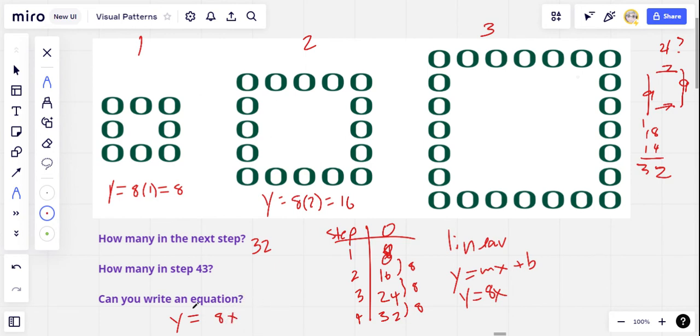All right, now we can use that to predict the number in step 43. So y equals 8 times 43. So whatever that is, let's see, 8 times 40 would be 320. And 8 times 3 would be 24. So it looks like 344 O's in step 43. That's pretty big, but it wasn't a quadratic pattern like maybe at first glance it looked like. The frame, the outside edge of a square, grows at a linear rate.